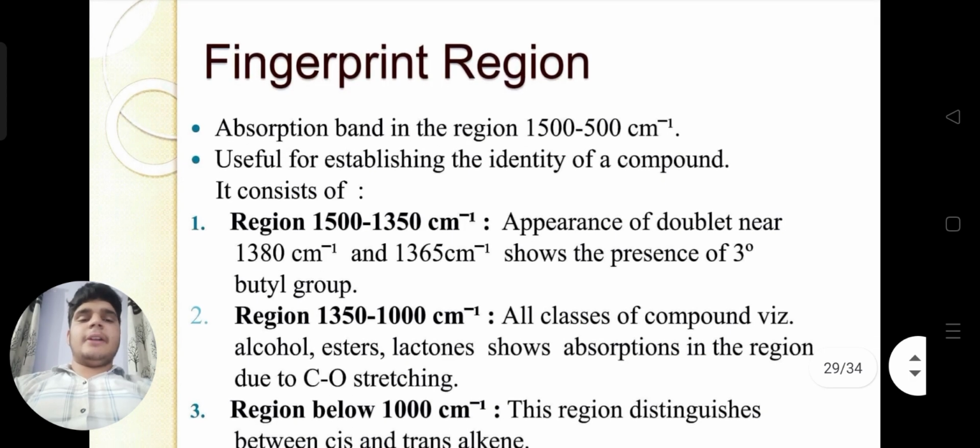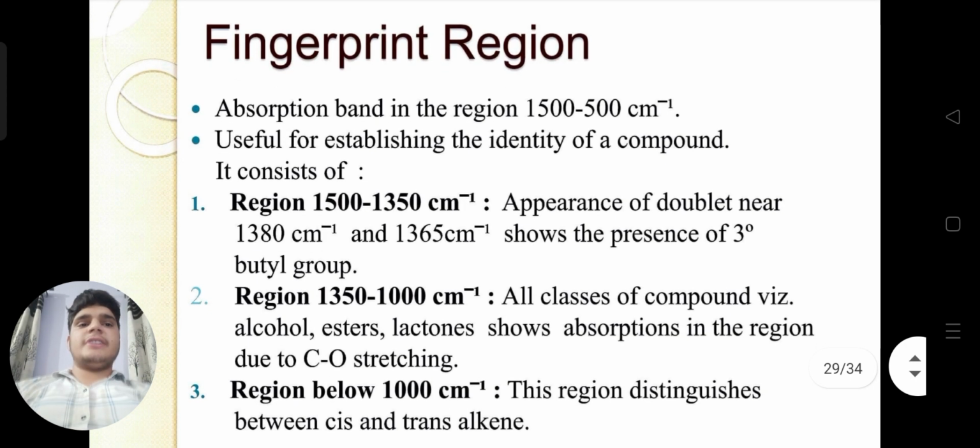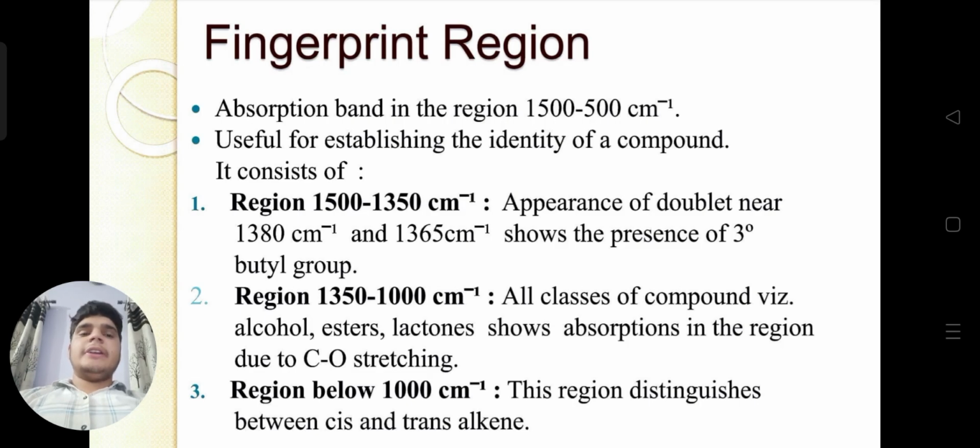Now we will see the fingerprint region. The absorption band in the region between 1500 to 500 per centimeter is useful for establishing the identity of a compound. It consists of a region that is 1500 to 350. It means the appearance of a doublet near 1380 per centimeter and 1365 per centimeter shows the presence of a tertiary butyl group.